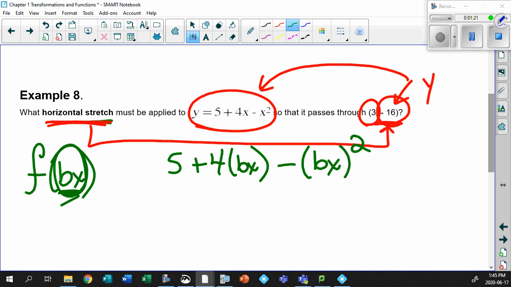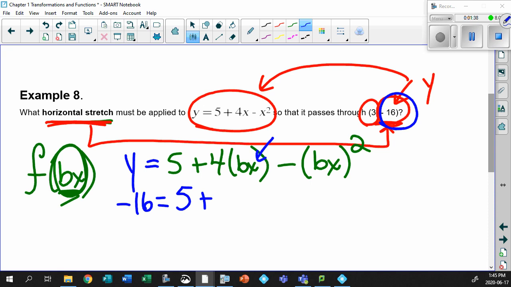Now, if you think about this right now, it currently equals y, right? But here's the thing. You know what y is? y is going to be minus 16. So let this be minus 16, and let's just clean this up. 5 plus, well, 4bx. Well, wait a second. I know what x is now that I've stretched it. That x is in fact 3. Ah, now I see it. So there's the stretch of b.